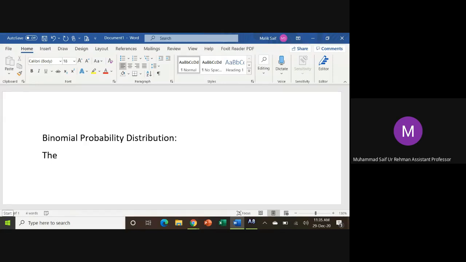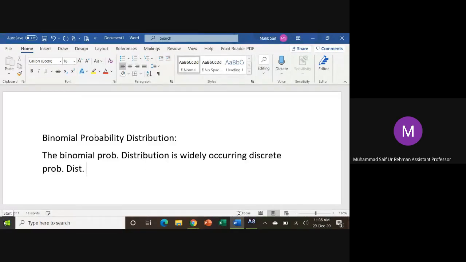The binomial probability distribution is a widely occurring discrete probability distribution. Right? Now see the characteristics.